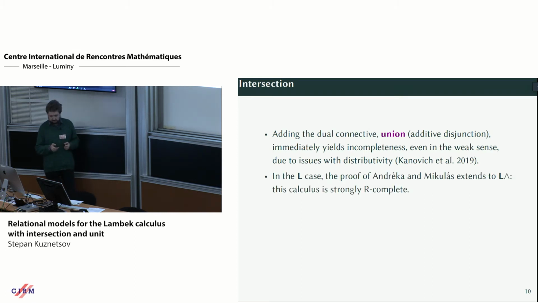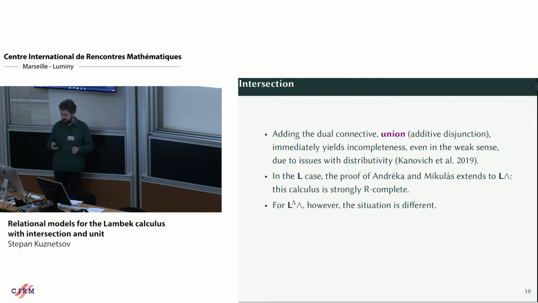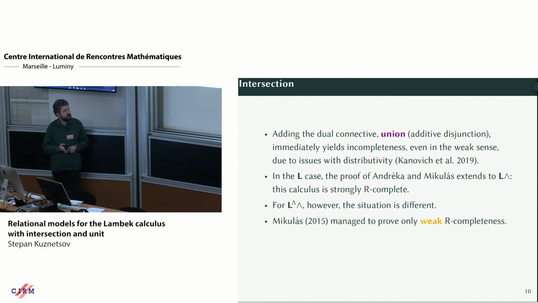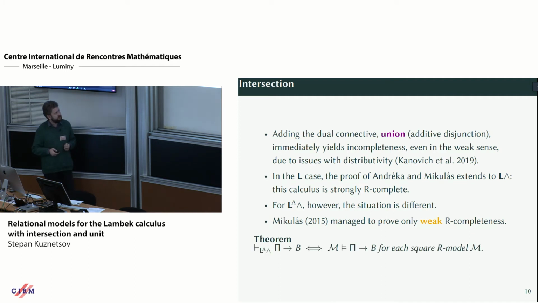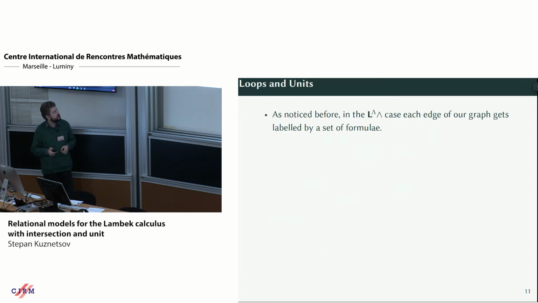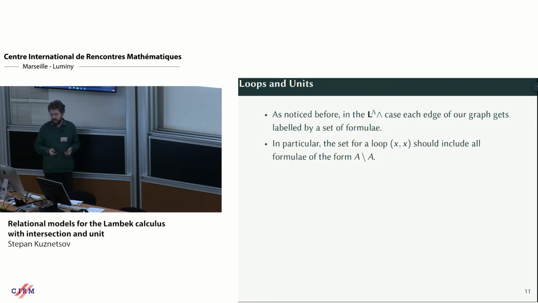And in the L case, the proof of Andréka and Mikulás easily extends to this L with the conjunction, which is strongly complete. However, for L with Lambek's restriction, the situation is significantly different. Mikulás in 2015, twenty years after that first paper, managed to prove only weak relational completeness. And this is the formulation of that, with no hypotheses. As noticed before, in this case our graph gets labeled by sets of formulae, not by formulae themselves. And in particular, on this loop you should include all the formulae of this form.